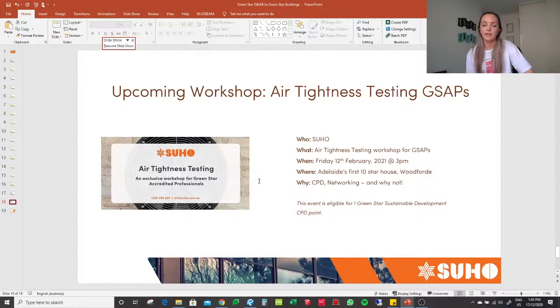I'm going to be hosting an in-person workshop at our 10-star house in Woodford for Green Star accredited professionals. So we'll be inviting some GSAPs around Adelaide to come and have an in-person workshop. I'm going to demonstrate a test on the house, and it'll be a really good chance for some Q&A and discussion around this tool for the local people in Adelaide. It's on the 12th of February at 3 o'clock, and we will be posting details early next year.